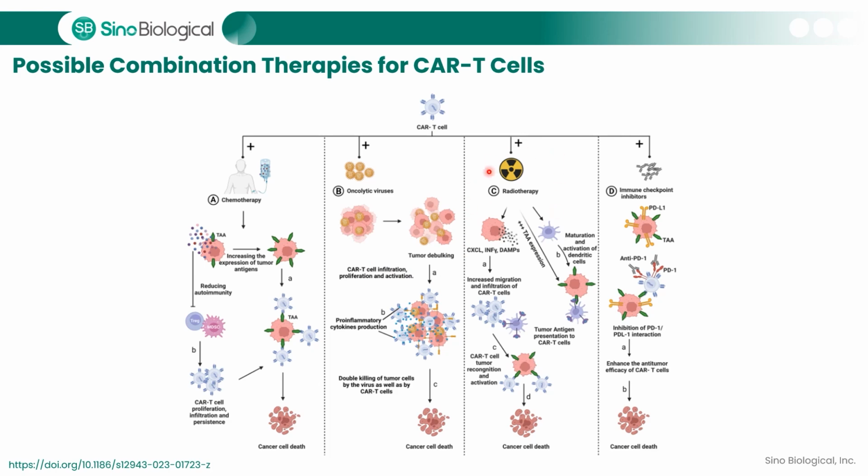The radioactive therapy induces the chemokines, interferon gamma, and DAMPs released by the tumor cells, leading to the increased migration and infiltration of the CAR T cells. Eventually, the inhibitor of the immune checkpoint targeting the interaction between PD-L1 and PD-1 alleviates the inhibition of the CAR T cells. This effect enhances the CAR T cells' activity and consequently promotes the cancer cell death.